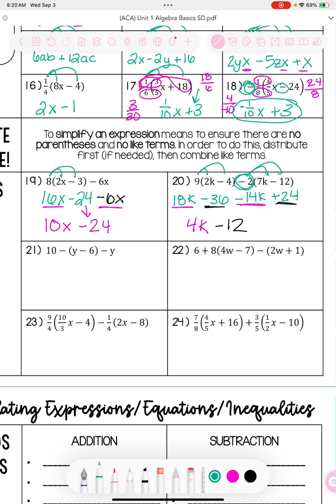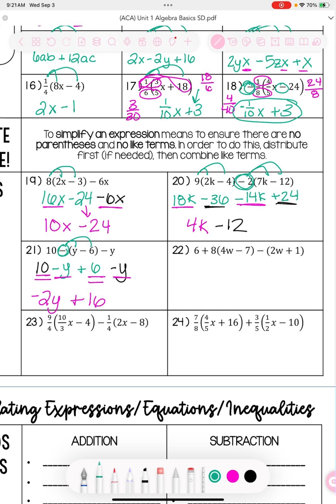This one gets a little bit trickier because you wonder what you're distributing in, just the negative sign. So we're going to drop down the 10, we're going to drop down the y, and in the middle we're going to have a negative y and a positive 6. So with that, we're going to put our like terms together, and I have negative y and negative y, so there's two negative y's. Then we have 10 and 6, which gives us 16.